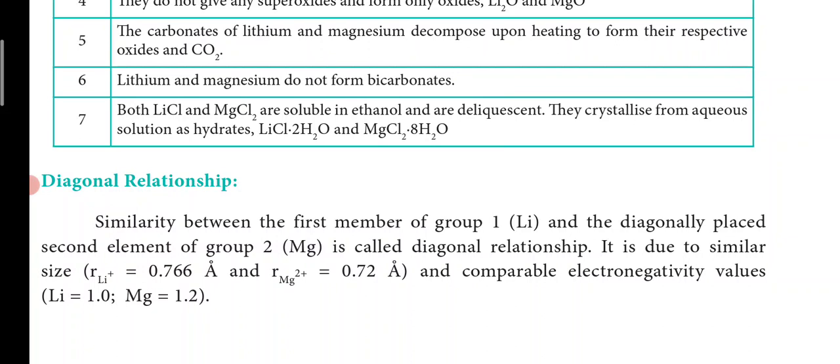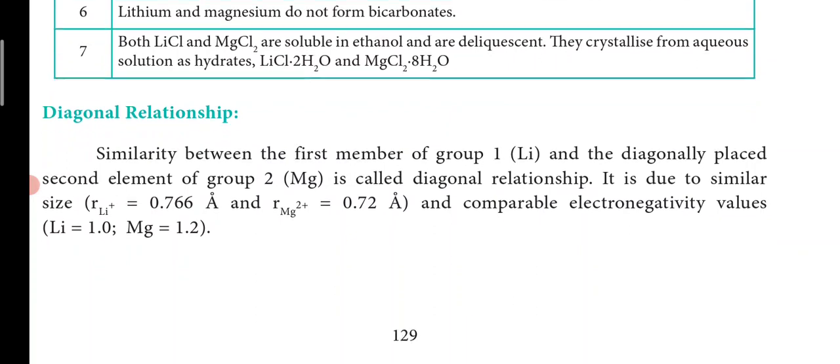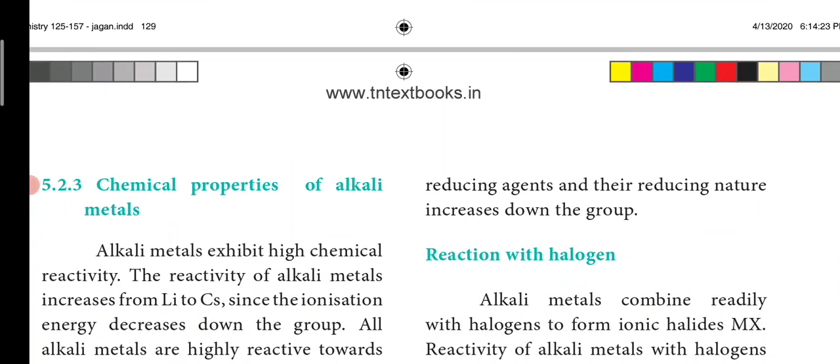Deliquescent means what? They will easily react with the atmospheric moisture content and they will absorb it. They will change their physical state itself. If it is in solid state, they will absorb the moisture content from the atmosphere and they will convert into liquid. So அவங்களோட physical state of matterயே convert பண்ணிப்பாங்க by absorbing the moisture content, and they crystallize to form aqueous solution of hydrates like lithium chloride dihydrate, magnesium chloride octahydrate. So this is all about the similarity.